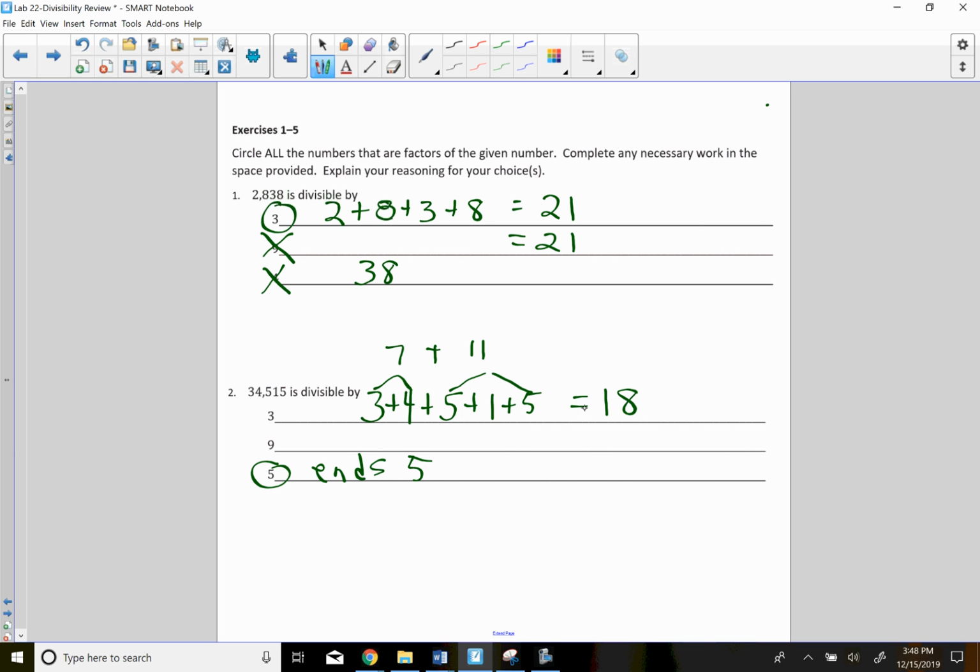And since that sum, 18, is divisible by 3, I can say the number is divisible by 3. 9 also uses the sum of the digits, which is 18, and 18 is also a multiple of 9. So for number 2, it's actually divisible by all three of those numbers, 3, 9, and 5.